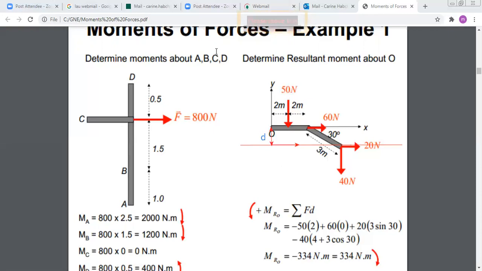How to find D? D is equal to the length here. They are equal because you have parallel lines. And D here is equal to 3 sine 30.